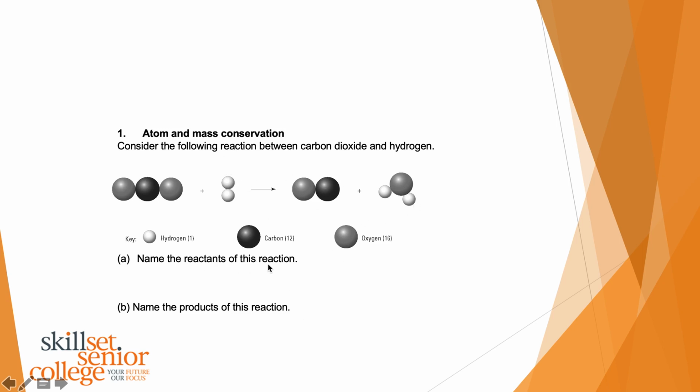Name the reactants of this reaction. I've just done that there. We have 1 carbon and 2 oxygen plus 2 hydrogen, so we have carbon dioxide and hydrogen. We know that. And it says name the products of this reaction. We have 1 carbon and 1 oxygen, and we have 1 oxygen and 2 hydrogen. So we have carbon monoxide. Even if you just wrote CO, that's fine.